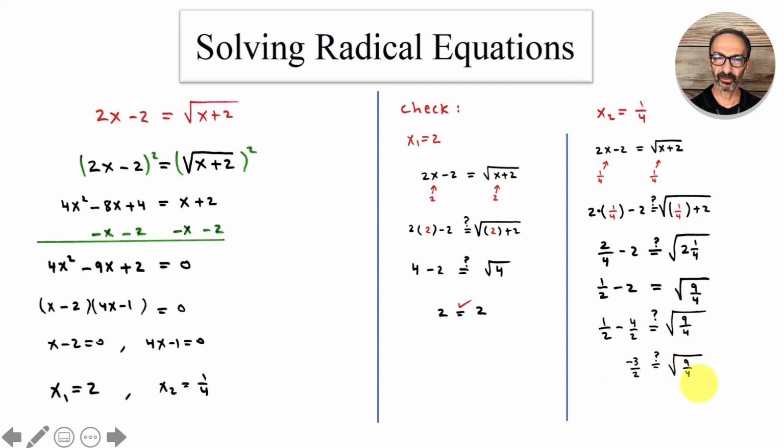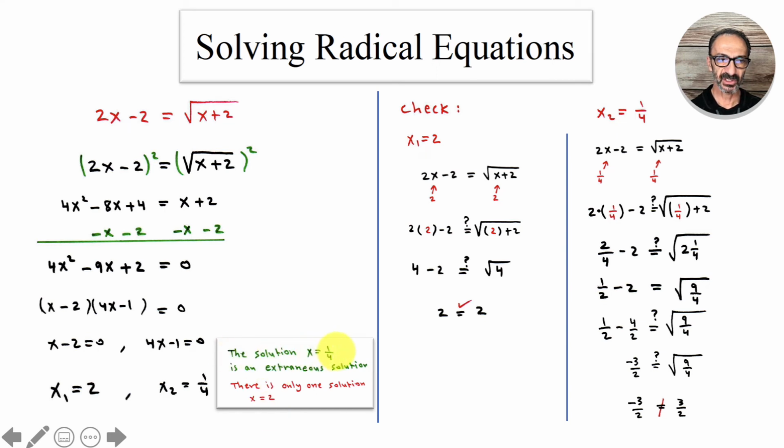Square root of 9 over 4, which is positive 3 over 2. Which is not the same as -3 over 2 on the left. So 1/4 is not a solution. It's called extraneous solution. It happened by squaring both sides right here. So what do we say? We say that the solution x equals 1/4 is an extraneous solution, and there is only one solution, which is x equals 2. Okay, that should do it for this problem.